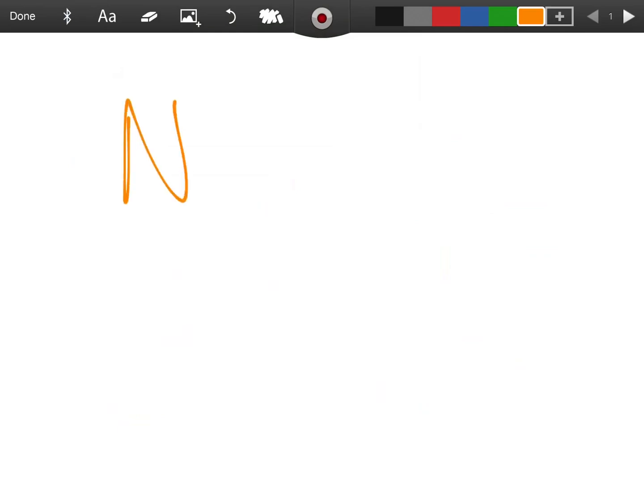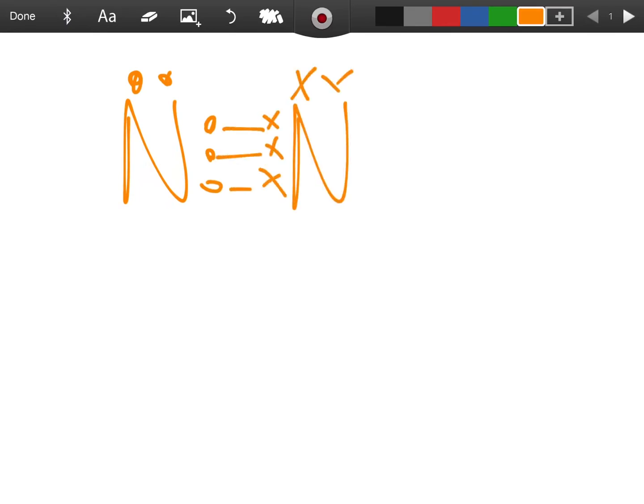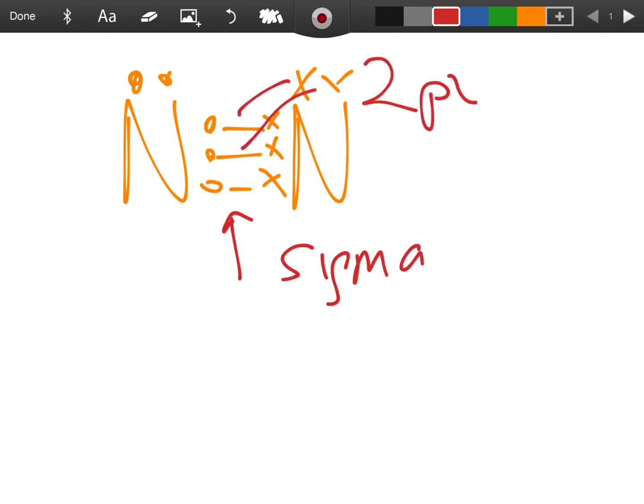How many sigma and pi bonds result from nitrogen? Well, you know nitrogen's in group 5, so 1, 2, 3, 4, 5, and 1, 2, 3, 4, 5. So nitrogen has triple bonds there to satisfy the valency of each nitrogen atom. So what's a triple bond? A triple bond is 1 sigma and 2 pi. So you need to say 1 sigma bond and 2 pi bonds.